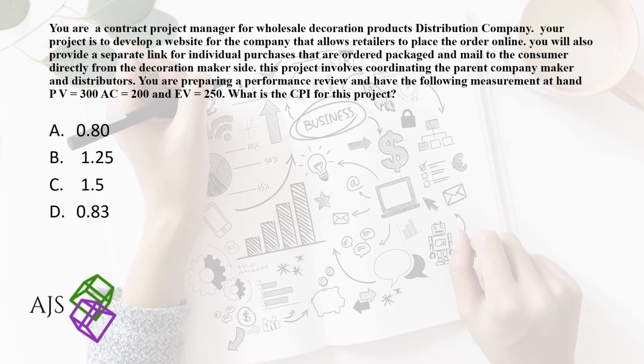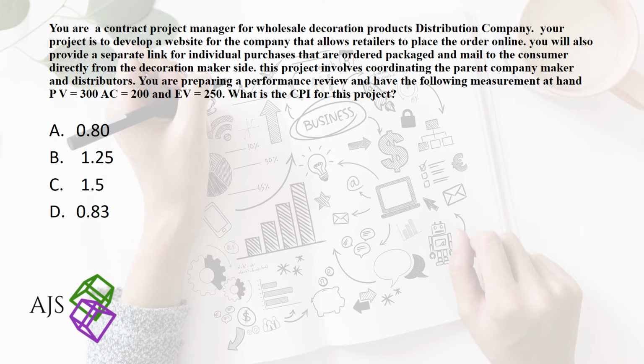You are a contract project manager for a wholesale decoration product distribution company. Your project is to develop a website for your company that allows retailers to place orders online. You will also provide a separate link for the individual purchases that are ordered, packaged and mailed to the consumer directly from the decoration maker site. This project involves coordinating the parent company, maker and distributor. You are preparing a performance review and have the following measurements at hand.